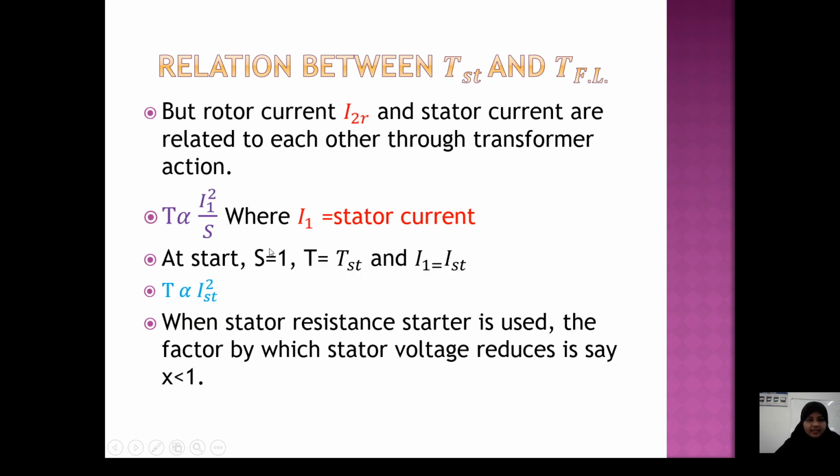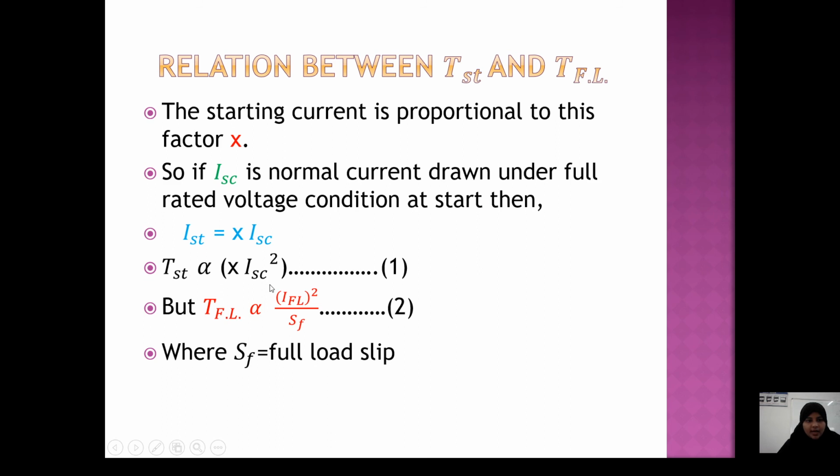So in this slide you can see here, torque is proportional to IST square. So IST I am writing as X into ISC. So torque is proportional to (X ISC) square. But full load torque is proportional to I full load square by SF. SF is full load slip.